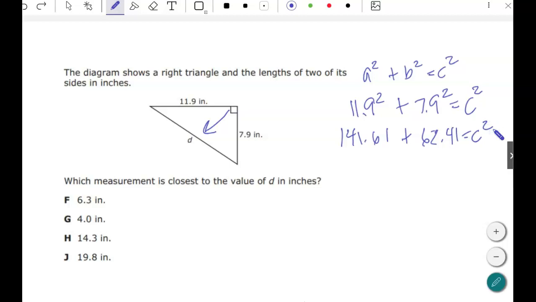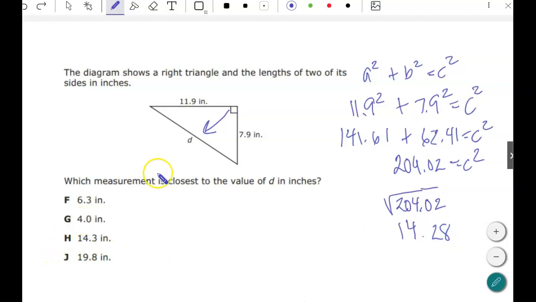Adding those two together, you get 204.02. That's c squared, so to find c, you need to take the square root of 204.02. That's going to be the second x squared button, put in the 204.02, and it comes out to 14.28, and so on. So it says which measurement is the closest to the value, and it would be H.